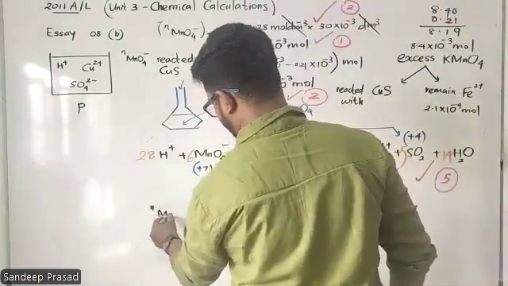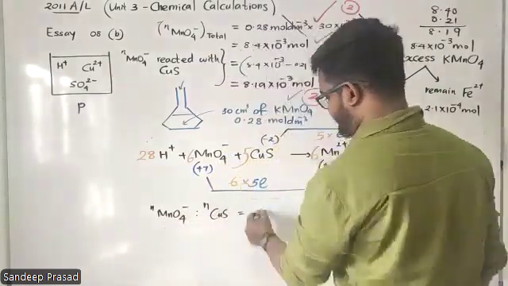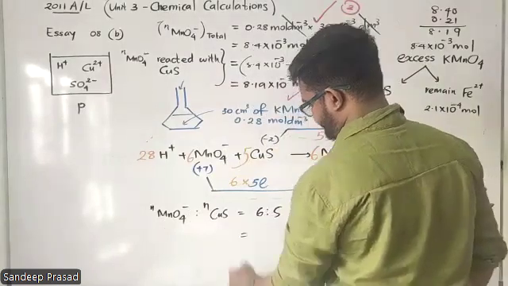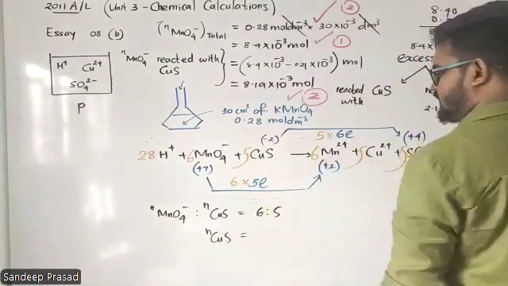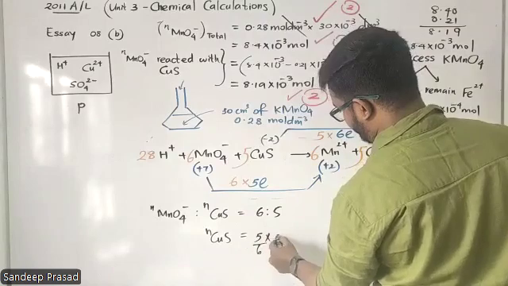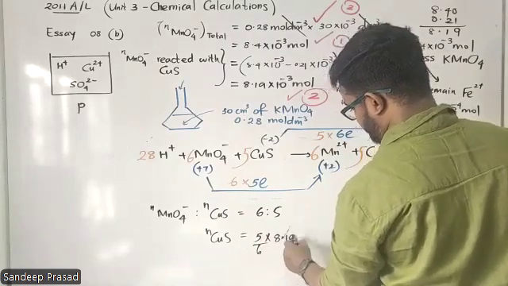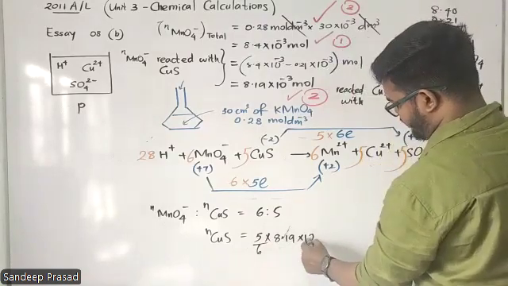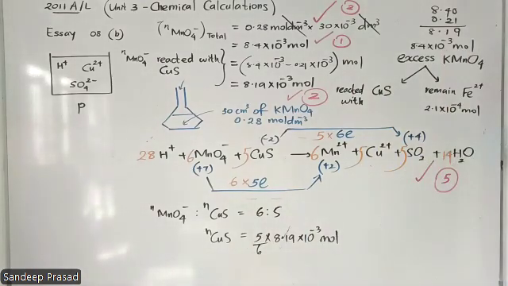Now students, potassium permanganate and copper sulfide reaction stoichiometry is 6:5. Then the copper sulfide number of moles: for 6 potassium permanganate, it is 5. For 8.19 × 10 to the power minus 3, how much? These are the number of moles of copper sulfide. Okay, then the game is over.